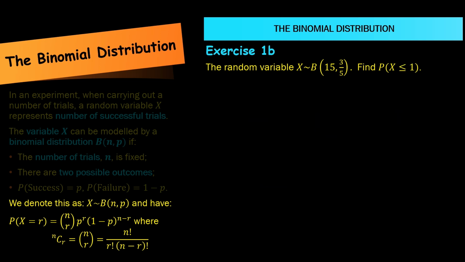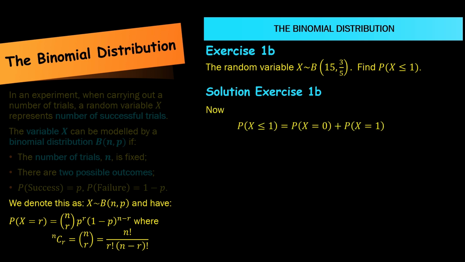And now for part B. We are required to find the probability that x is less than or equal to 1. So let's solve this. The probability that x is less than or equal to 1 in our example is equal to the probability that x equals 0 plus the probability that x equals 1.